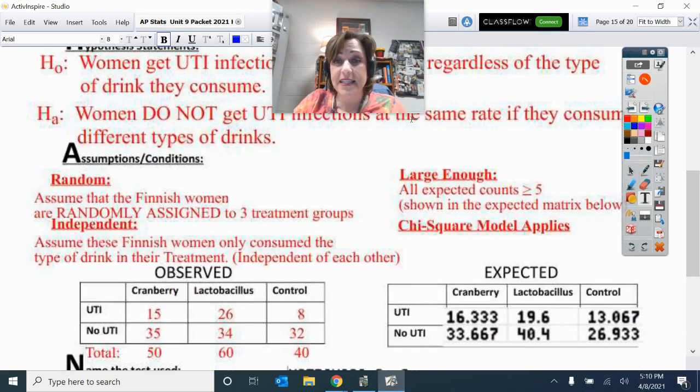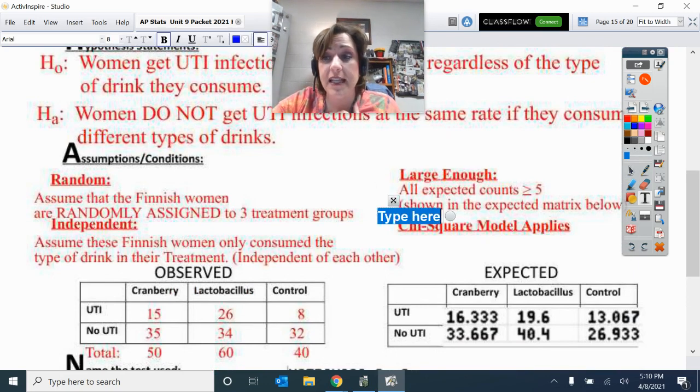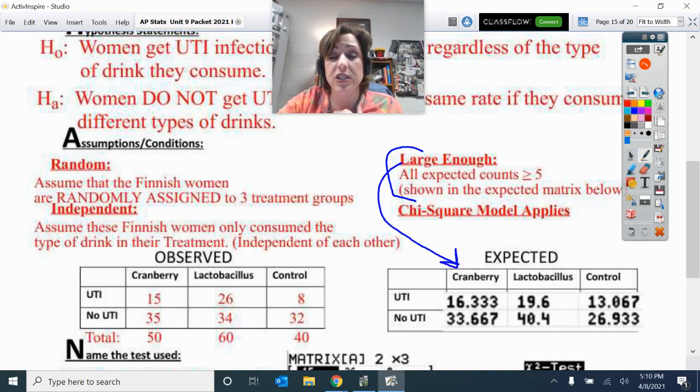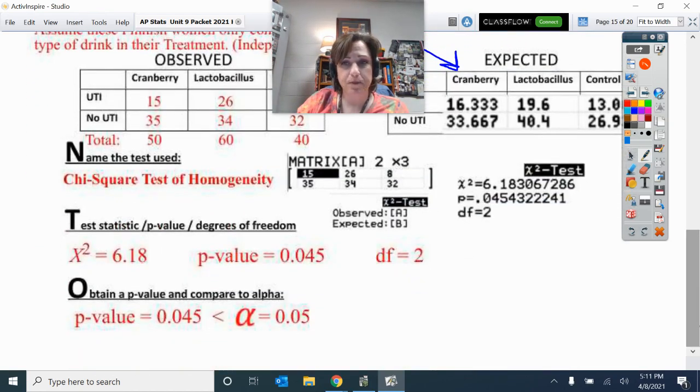So look, you show this. Hey, look, these are large enough, as shown in the expected matrix below, and that has to be there. You can't go, wink, wink, just take my word for it. No, it's always about proving yourself. So you prove yourself there, and that's what you got.